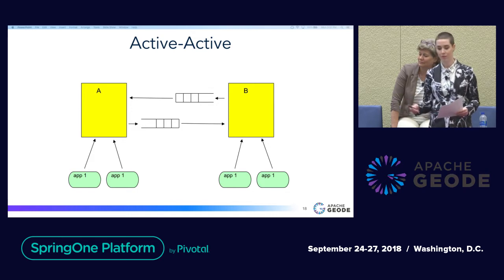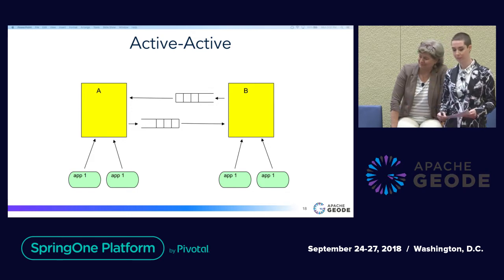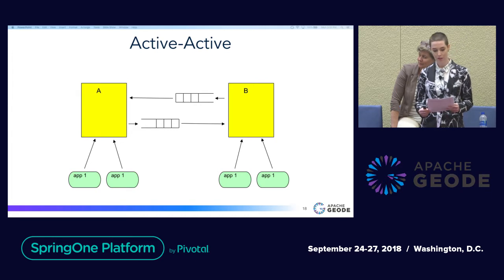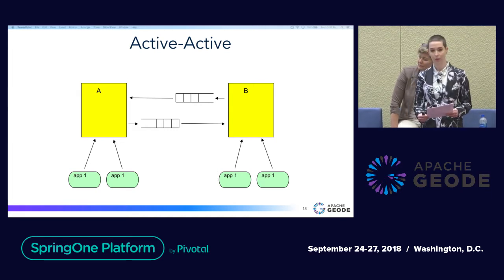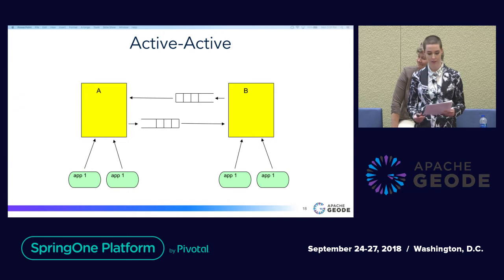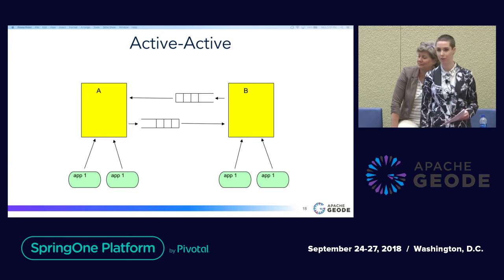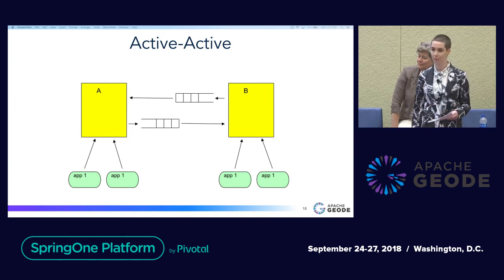In this diagram, we have 2 sites, A and B, connected over WAN. They each have gateway senders that queue changes to be sent to the other site. The apps, also commonly called clients, perform gets and puts at both sites. There are other components in these configurations, such as an external load balancer, but we will be omitting those for the sake of simplicity.